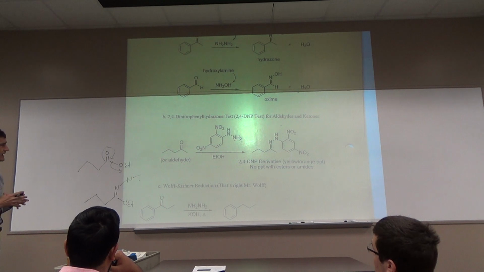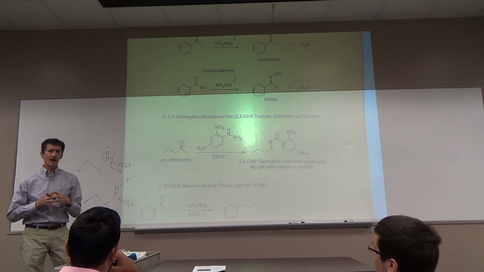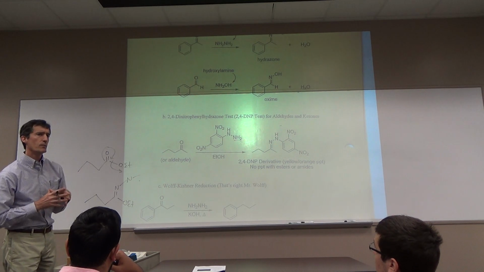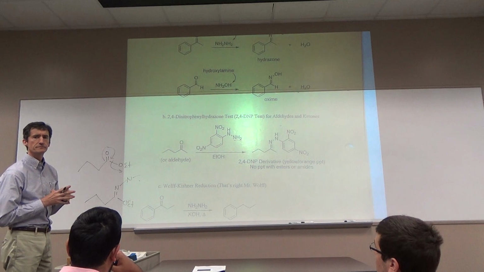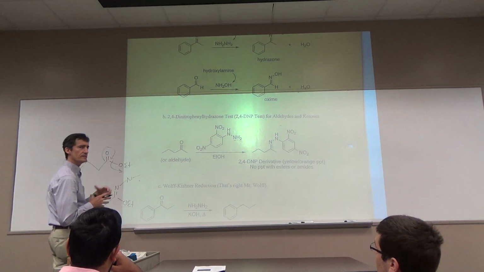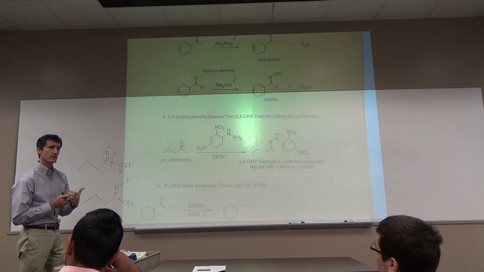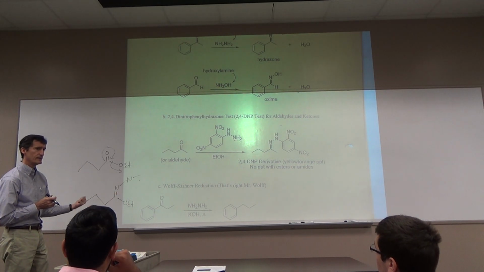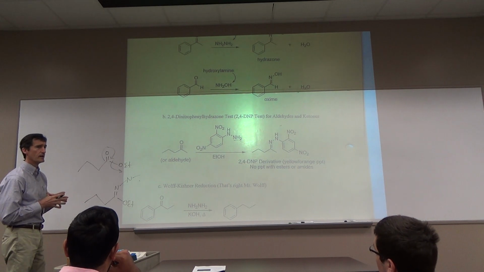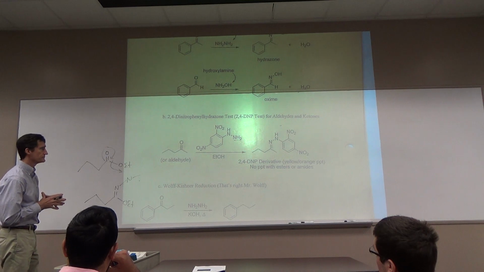So what if we get a positive DNP test, but then we get a negative Tollens? What kind of compound do you have if you have those two results? Positive DNP tells us it's an aldehyde or ketone. Negative Tollens tells us it's not an aldehyde, so by default it is apparently a ketone. So we have a complementary chemical test.